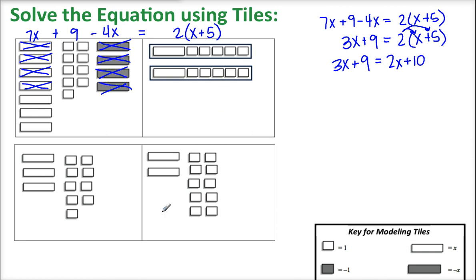Okay, now our goal is what we've talked about previously. We need to get all of our x tiles on one side and all of our 1 tiles on the other side.